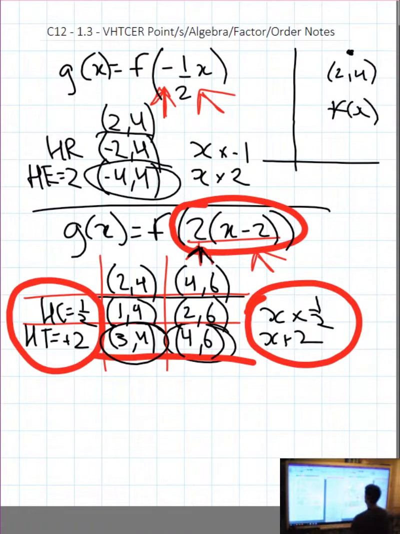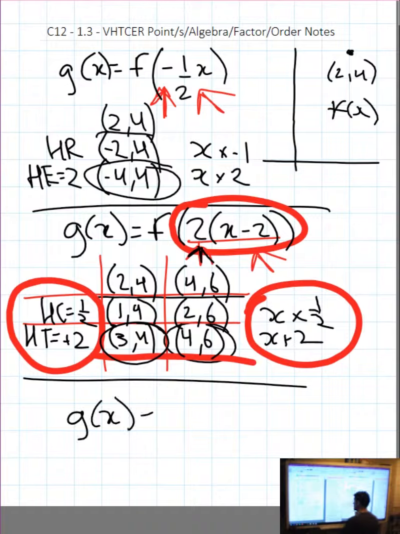The last one we're going to do on this page is the inverse. So if I say g(x) = f(-x + 2), well, that means it's going to be the inverse calculation.